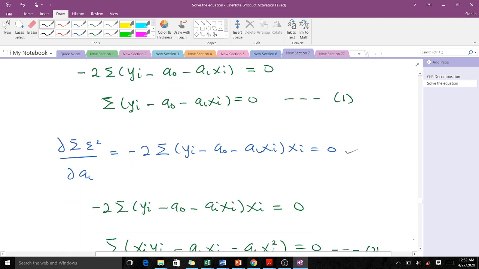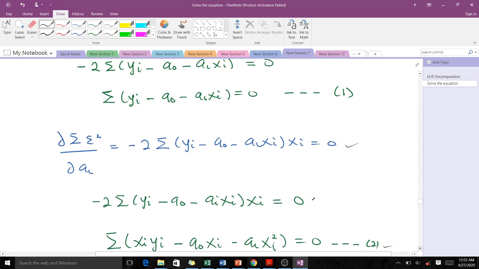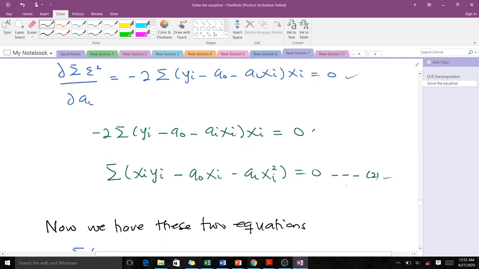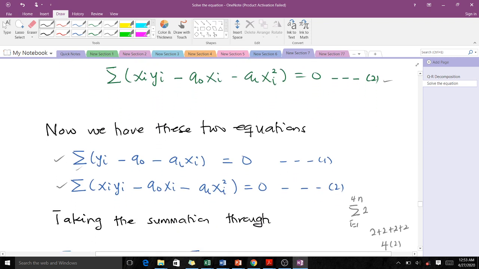Then the second thing we do is that we differentiate the same thing with respect to a1 partially. So when we do that, we get this particular equation we have here, and we equate it to 0. So equating this to 0, we get this. When you divide through by -2, that means we have this, and we name this equation 2. So that means that we have these two equations. So this equation and that equation. The next thing we do is that we take the summation through.